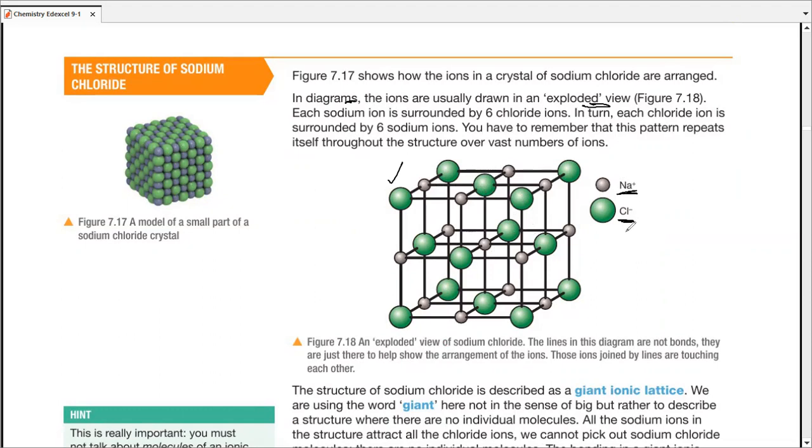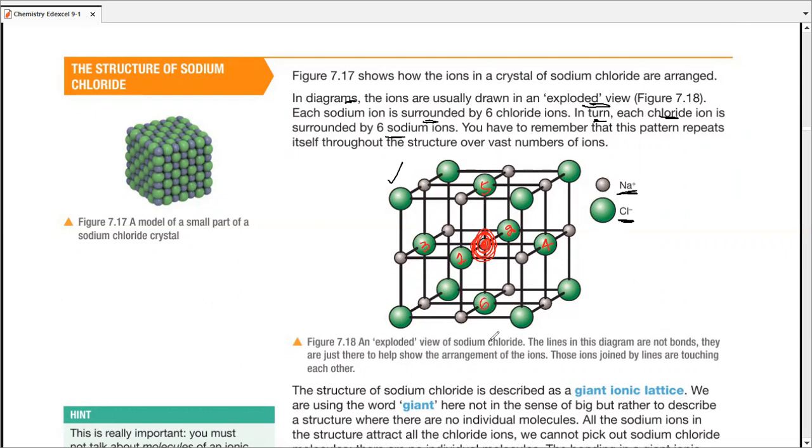Understandable. We do understand chlorine is a bigger atom, so of course the chloride ion would be bigger in size than the sodium atom. Moving on, in turn, each chloride ion is surrounded by six sodium ions, or each sodium ion is surrounded by six chloride ions. How? I'm going to pick the centermost sodium ion. Since this is also black, I'm going to use a different color. I'm going to pick this one, the exact sodium ion in the center. So how many chloride ions is it surrounded by? There is one chloride ion in front of it, one on its back, one on its right, one on its left, one on top of it, and one at the bottom of it.